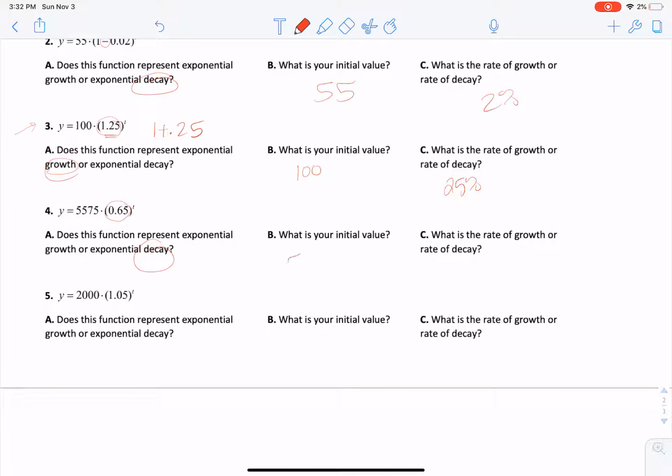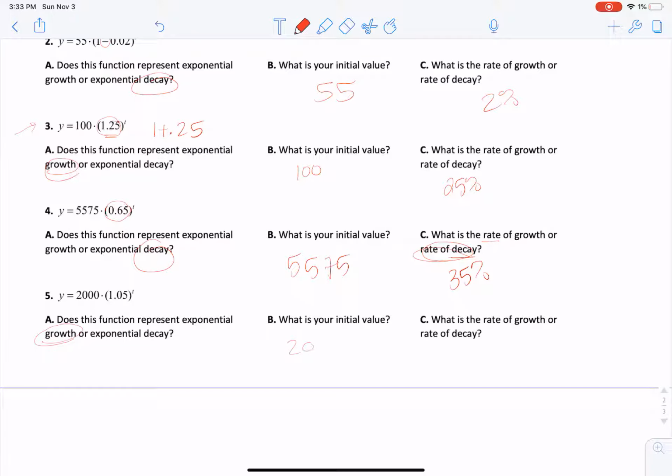My initial value is 5,575, and the rate of decay, we just have to be careful here. It's not 65%. So I want to think, what is the other piece that would sort of 1 minus what is going to give me 0.65. So 1 minus something is going to give me 0.65, and that's going to be 0.35, which is 35%. And then lastly, this represents growth.